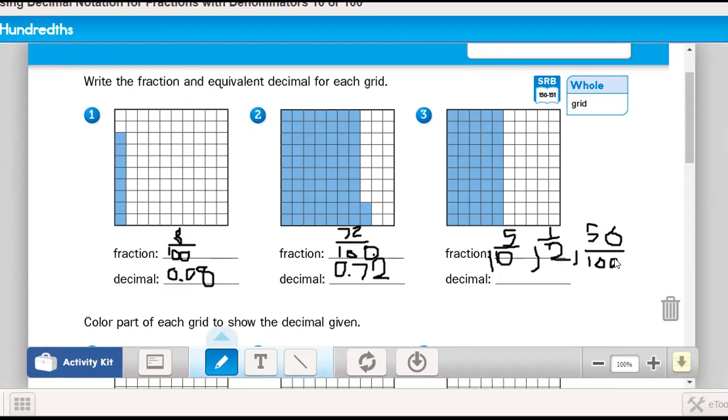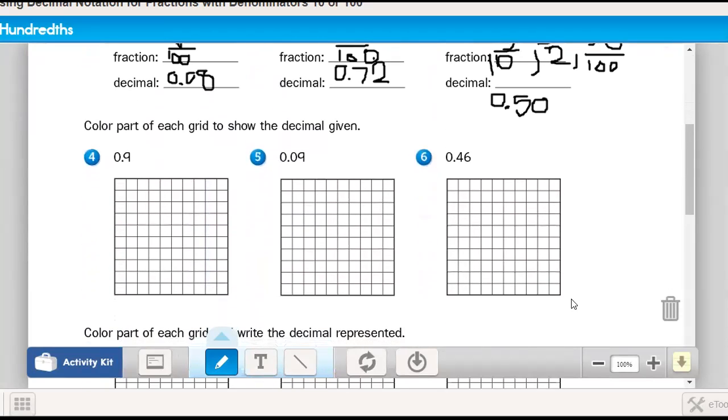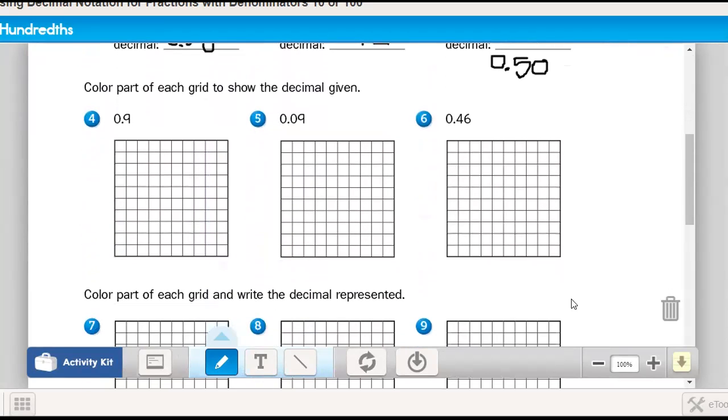No matter what fraction you ended up choosing, though, our decimal will always be, and I'll write it below to give us a little more room, 0.5 tenths. So you could say it like that, or with a 50. That would be fine as well. Both ways work. 0.5 or 0.50. That works. Okay, so next it says color each part of your grid to show the decimal given.